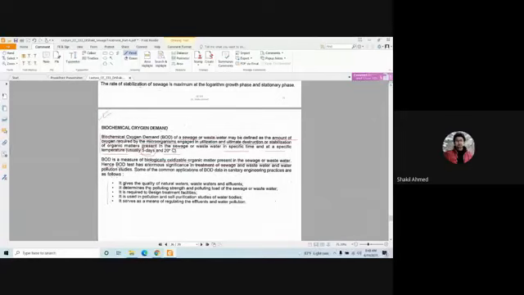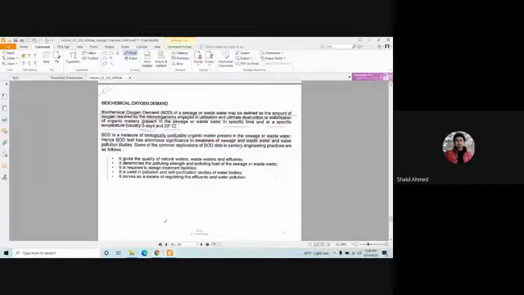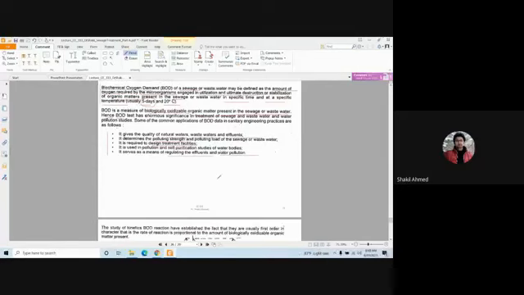So these are the most common applicable areas where BOD is used. It gives the quality of the natural waters, wastewaters, and effluents. It determines the pollution strength. Higher the BOD, higher the pollution strength. It is required to design treatment facilities. It is used in pollution and self-purification studies. It serves as a means of regulating the effluents and water pollution.